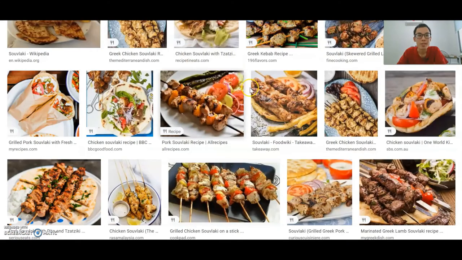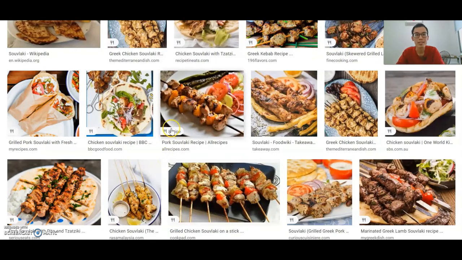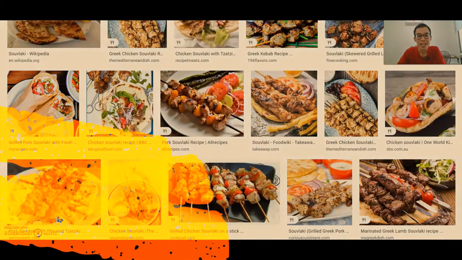Then, last but not least, we have souvlaki. You can see plenty of meat here. You also have tomatoes, onions. Souvlaki, yummy.